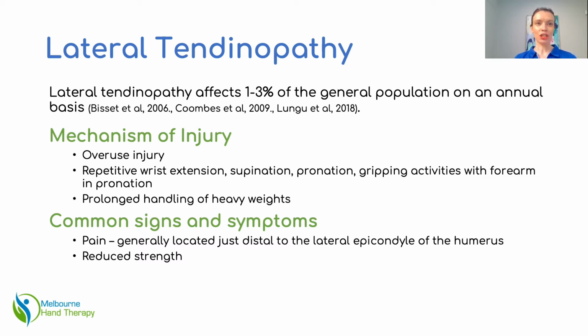Lateral tendinopathy is generally an overuse injury caused by repetitive actions or prolonged manipulation of heavy weights. Common signs and symptoms include pain, which is generally located just distal to the lateral epicondyle of the humerus, and reduced strength.